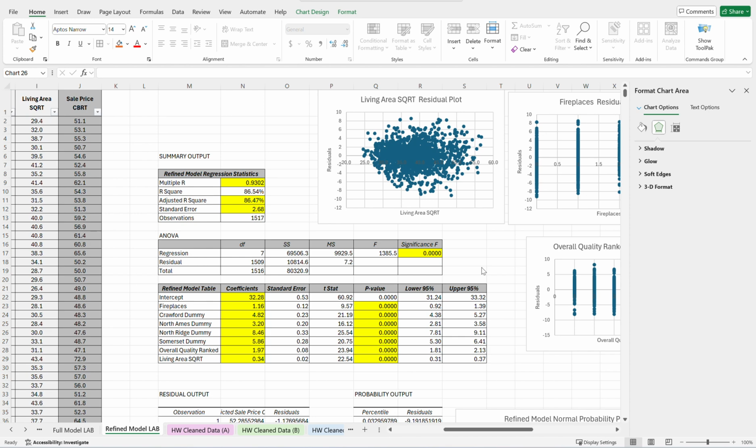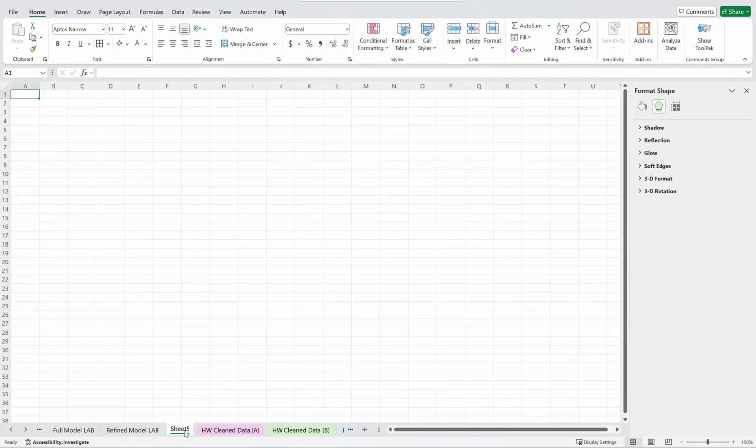And to begin, we're going to add a new worksheet called Model Prediction Lab. So I'm just going to click on this plus sign down here, and then type Model Prediction Lab.